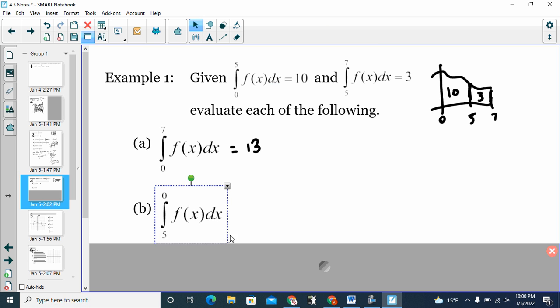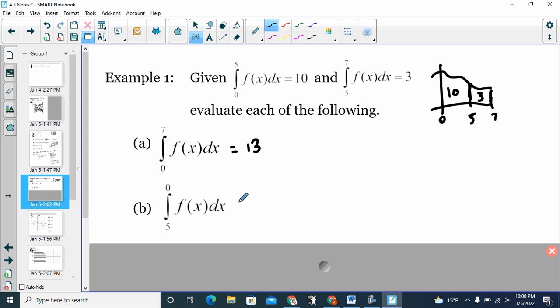Part B wants the integral from 5 to 0 of f of x dx. This is one where I've got the bigger bound on the bottom. I think it's always easier to change it so that the bigger bound's on the top, which we're allowed to do as long as we take the opposite. The integral from 0 to 5 was given to be 10, so I get negative 10.